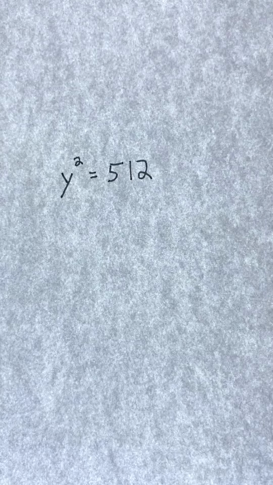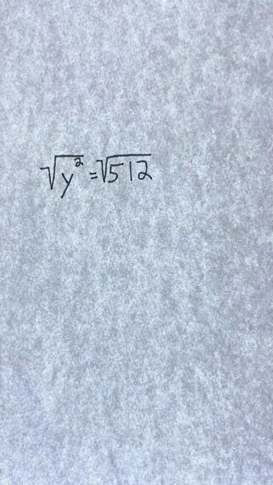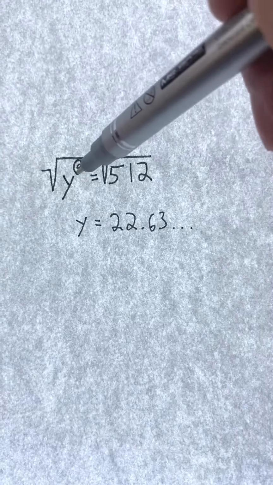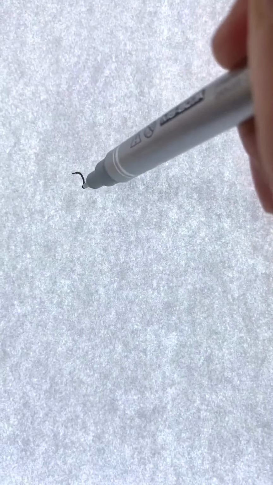Let's move up another level of complexity. Suppose we want to find a positive number y that solves this equation. Now we need square roots. The positive square root of 512 is about 22.63. The square root undoes the squaring. They are inverse operations. Finally, we get to this equation.